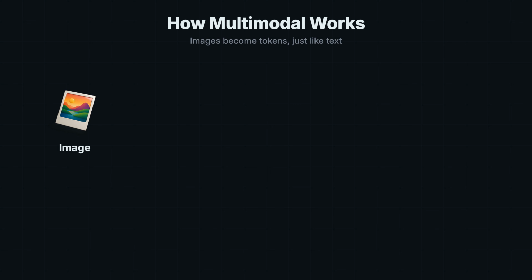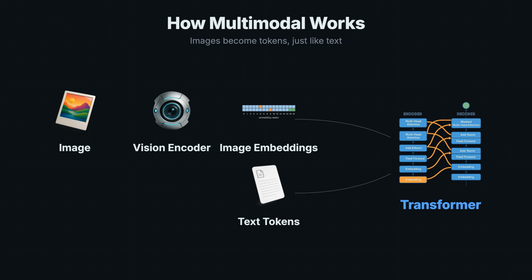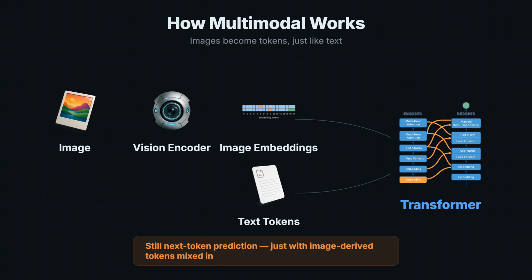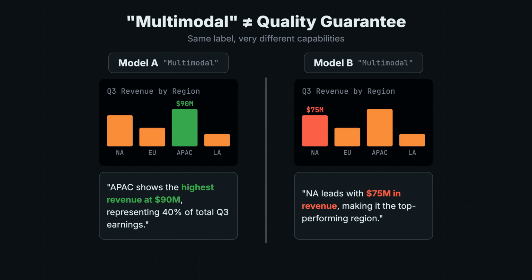The model doesn't see images the way you do. It passes the image through a vision encoder that converts it into embeddings, the same kind of numerical representations we talked about earlier. Those embeddings get fed into the transformer alongside your text tokens. So the model is still doing next token prediction, it's just predicting based on a mix of text tokens and image-derived tokens. This is why multimodal is a marketing label, not a quality guarantee. The vision encoder quality, the training data mix, and how well the embeddings are aligned all vary between models. Two multimodal models can give you completely different results on the same image task.